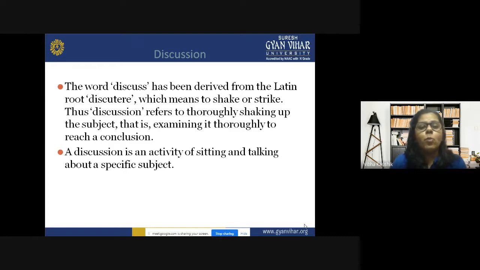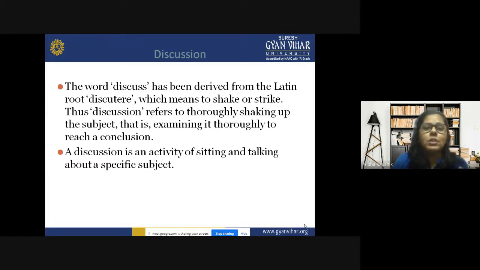Now, discussion. The word discuss has been derived from a Latin word, and the word from which it has been derived is discutere, which means to shake or strike. Thus, discussion refers to thoroughly shaking up the subject, that is, examining it thoroughly to reach a conclusion. Means you have to do a thorough study, a thorough examination of that particular subject before you come to a particular conclusion.